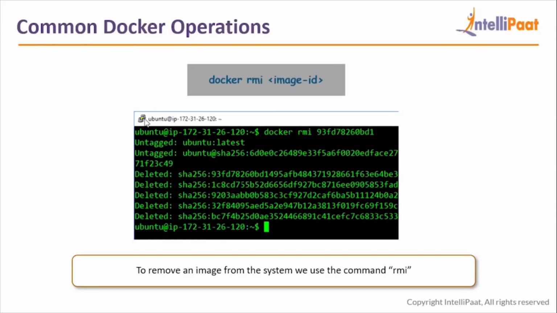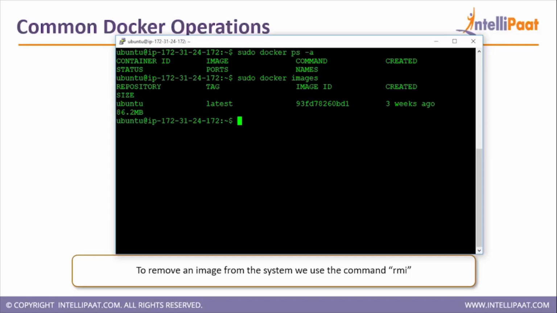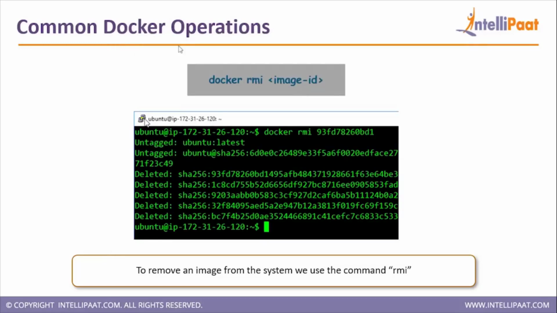All right. Moving forward, what to do when you have to remove an image? Now you guys know we already have an image in our Docker system, which is this. We have the Ubuntu image. Now if you want to remove this image from the system, the command for that is docker rmi and then the image ID. And this would remove the image from your system.